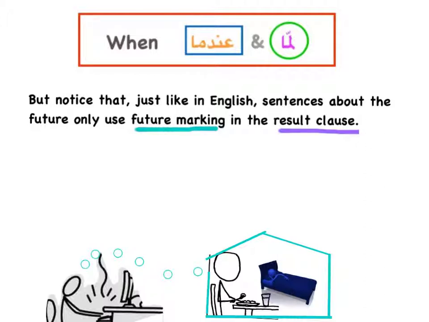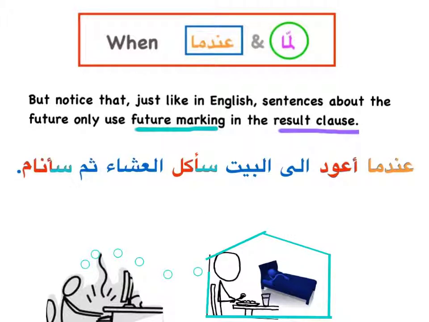So we saw the use of لما and عندما in clauses that have verbs in the present and the past, and now we're going to see how we deal with future with لما and عندما. And it's just like English, sentences about the future only use future marking in the result clause, as in عندما أعود إلى البيت سآكل العشاء ثم سأنام.